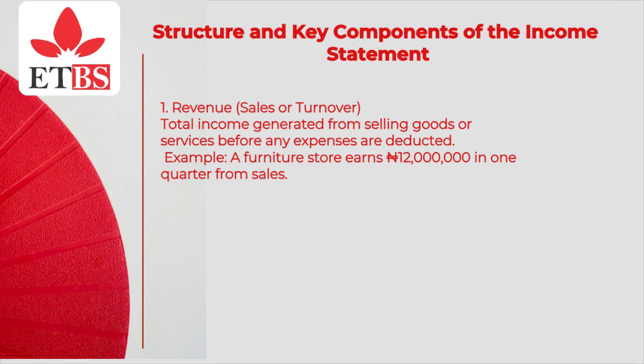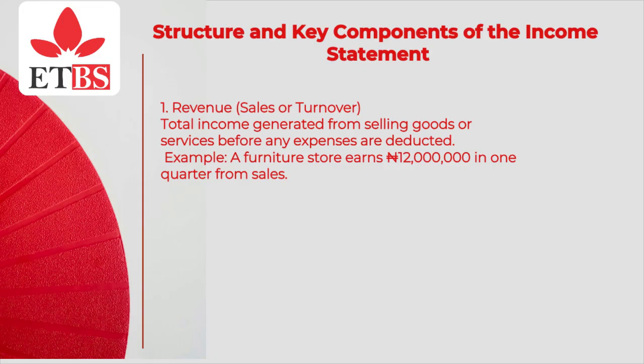Structure and key components of the income statement. While formats may vary slightly, the typical structure includes the following elements. 1. Revenue, sales or turnover: total income generated from selling goods or services before any expenses are deducted. Example: a furniture store earns N12,000 in one quarter from sales.